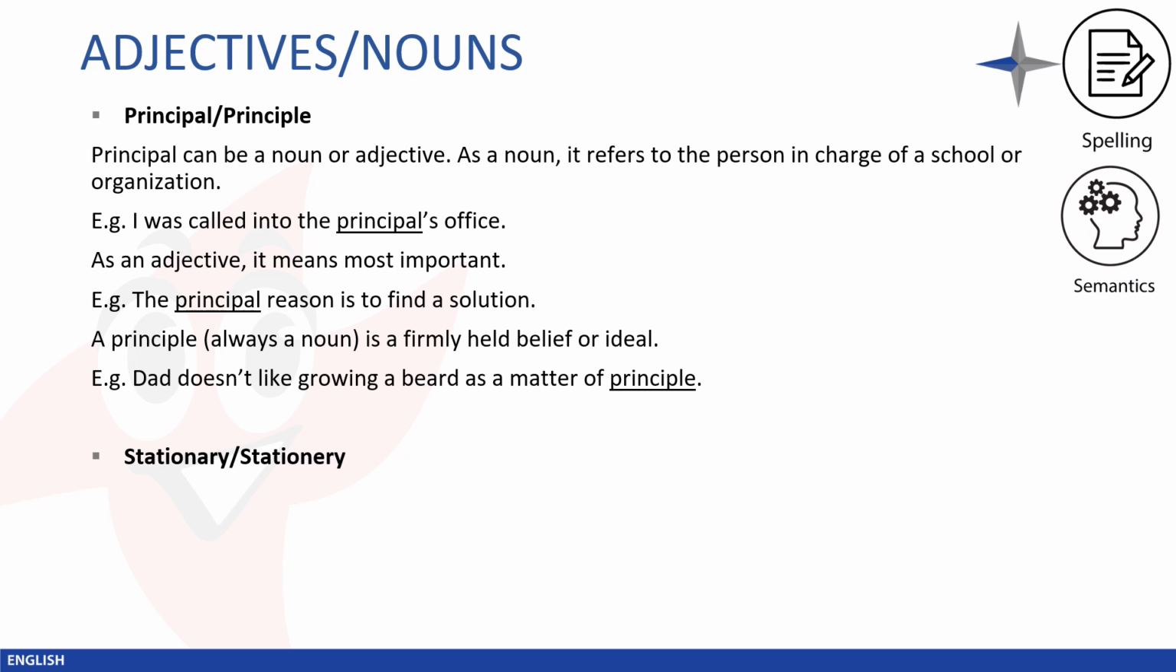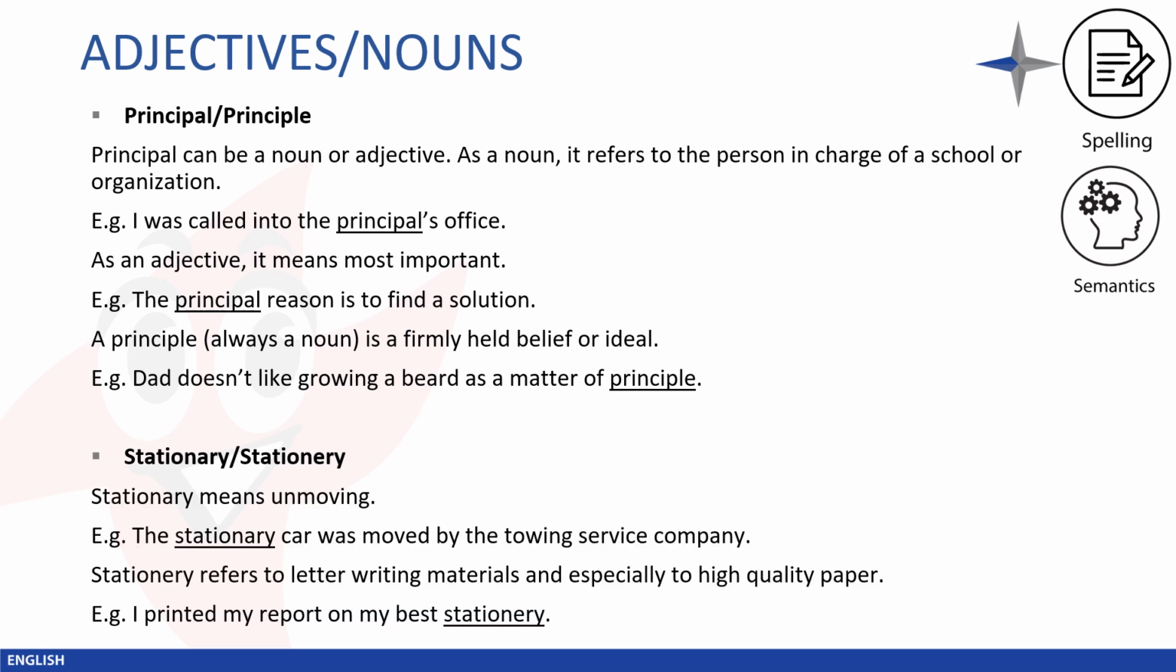And then principle with PLE is an ideal belief, so, for example, not liking growing a beard as a matter of principle. And stationary with the A means not moving. And then the one with an E, that means writing materials. And actually, you can remember it quite well if you remember pen. It has an E, and stationery with the E means writing materials.